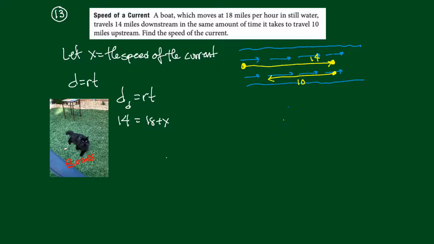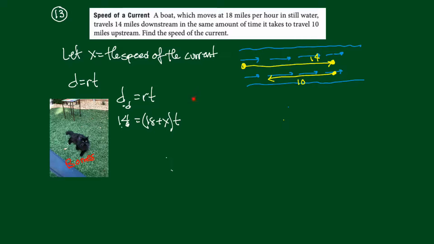All right, but let's go on here. So what have we got? D, the distance downstream, is equal to rate times time. And the distance is 14. Here's our rate: the speed we travel in still water plus the current's pushing us. And then this has to be multiplied by time. So this is the distance downstream, 14 miles, in this rate and this amount of time.